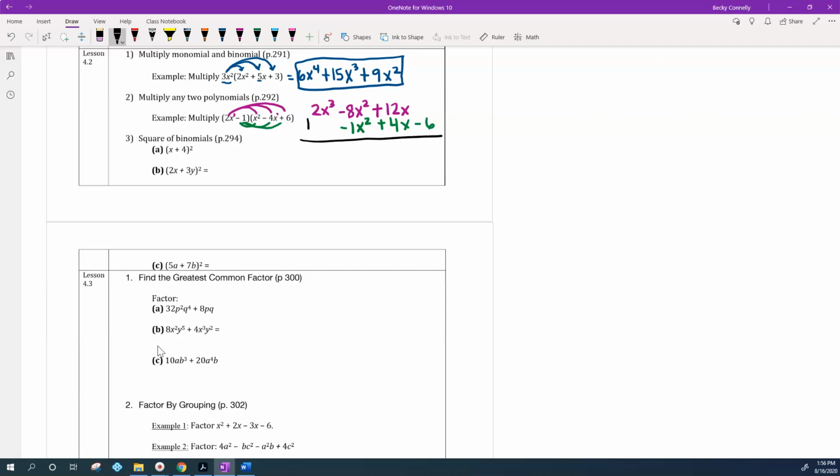Right. And now I can combine these together. I'm really just kind of adding these up. And so the x cubed term doesn't have anything to add with it, so it just comes down. So 2x cubed minus 9x squared plus 16x, and then minus 6. And that would be your answer on that one, on number 2 there.